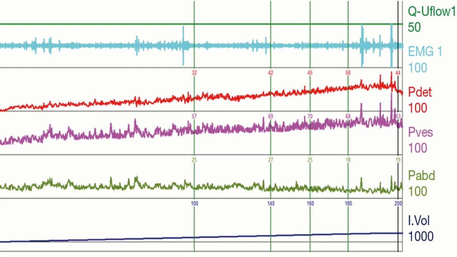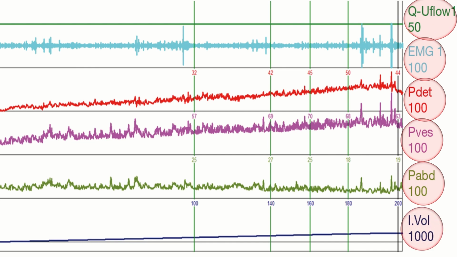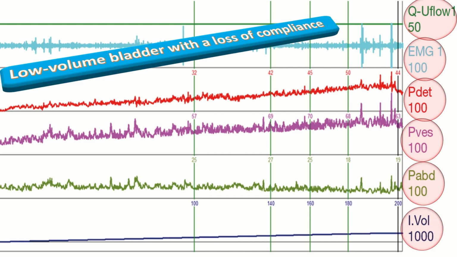Here in this graph, throughout the filling phase, there is a consistent rise of P vesical and P detrusor despite low volumes of 200 ml, which continues above 50 cm of water without an appreciable void attempt. No notable detrusor overactivity or DSD is identified, and this pattern is often encountered in spina bifida patients.